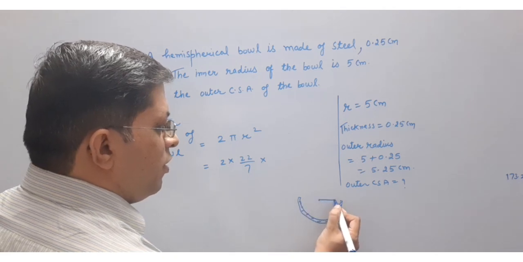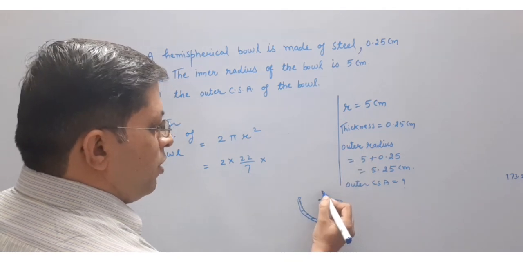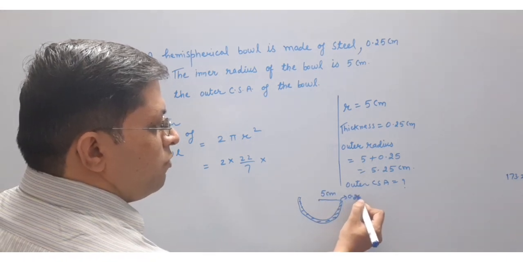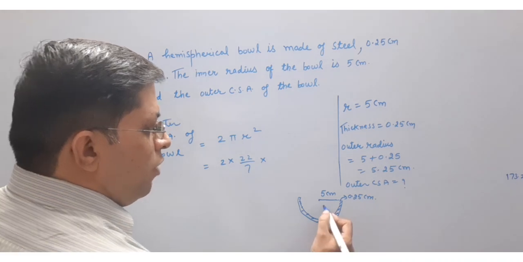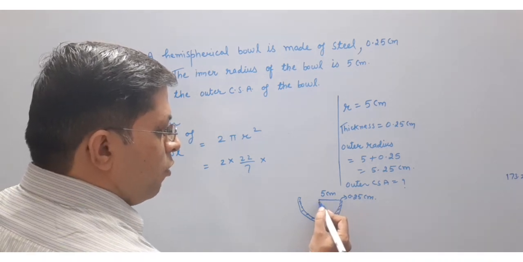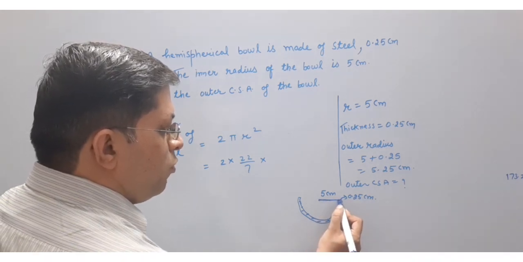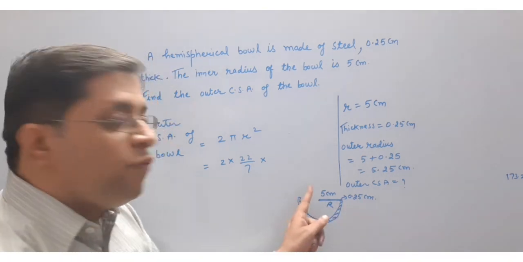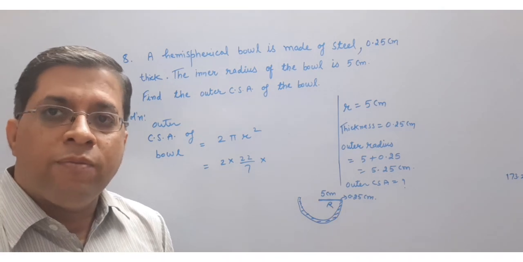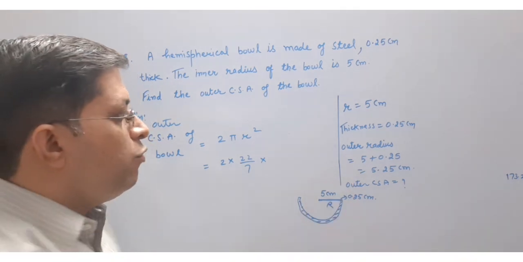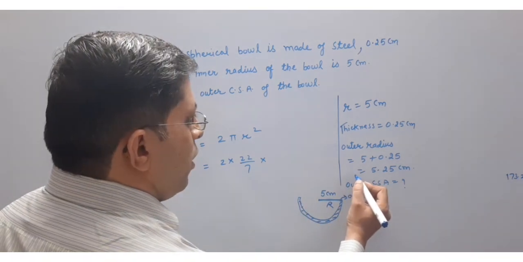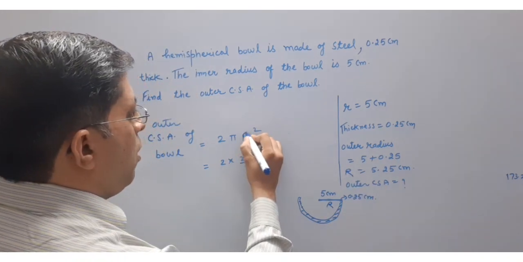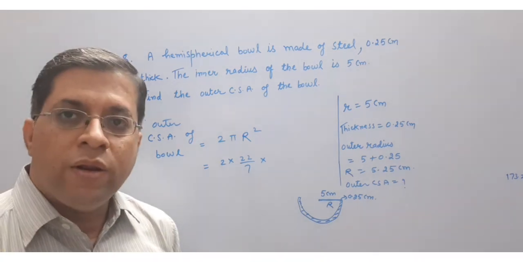Its radius is given to you here, 5 centimeter. This is 5 centimeter. And thickness is 0.25 centimeter. And what will be the outer radius? Outer radius means from here to here. Outer radius capital R. 5 plus 0.25. This will be 5.25. I can say capital R. This is your capital R, outer radius.